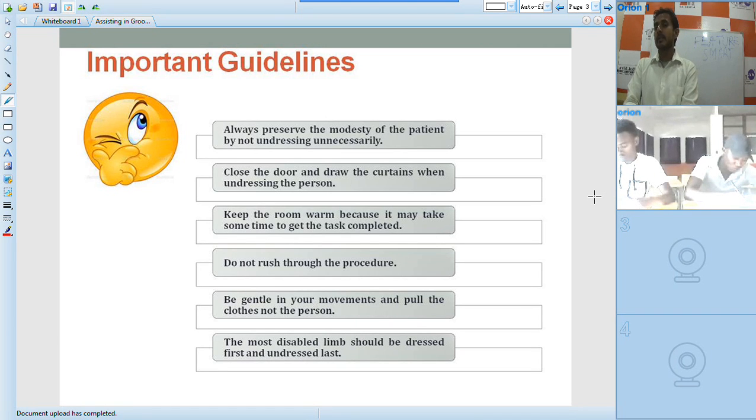If the patient is not physically fit or some parts of the body are disabled, then you need to dress that part first, so that the undressed areas or parts are done later, after giving cleanliness or dressing up the disabled limbs or part of the patient.